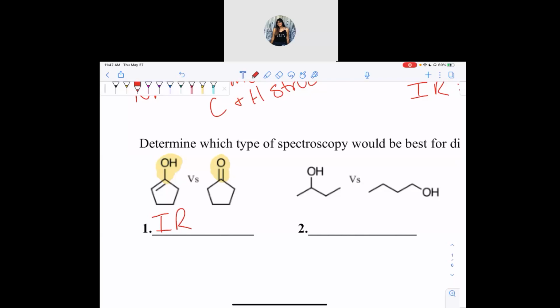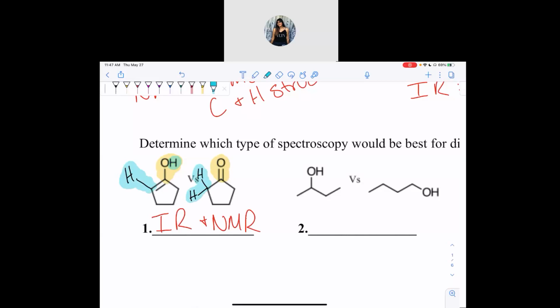So someone said it would also be NMR, because we also have a hydrogen-carbon difference. What I want you guys to notice is we have one hydrogen on a double bond, and a hydrogen on an oxygen, whereas here, we have two hydrogens on a single bond. So those are going to be significantly different, so we could use an NMR to tell the difference.